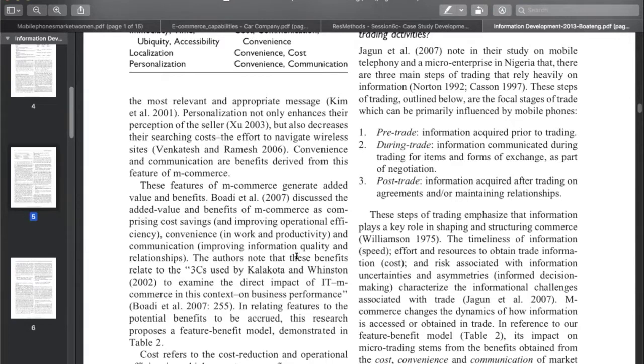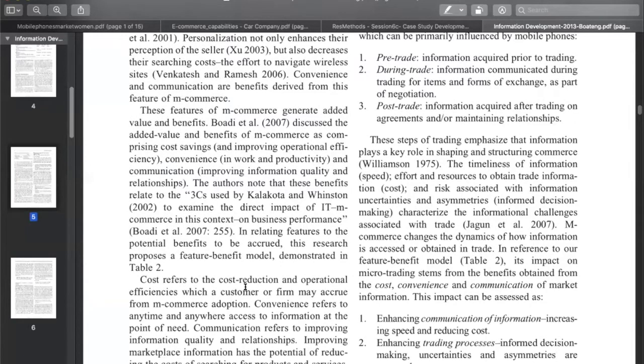The authors note that these benefits relate to the three C's as used by Kalakota and Winston to examine the direct impact of IT commerce in this particular context on business performance. In relating these features to the potential benefits we accrue, this research proposed a feature-benefit model. So I went on to explain what cost refers to: the cost reduction and operational efficiencies which a customer may accrue. Convenience refers to anytime and anywhere access to information. Communication refers to improving information quality in relationships.